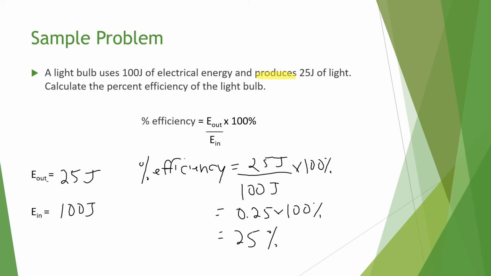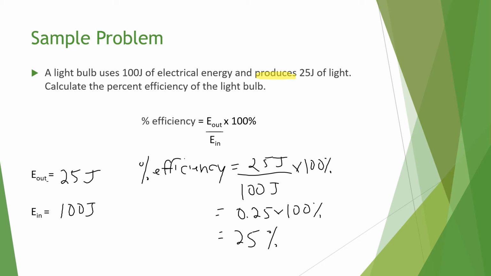Okay, so we have calculated the percent efficiency of this light bulb. The percent efficiency is 25%, and I want this to make sense to you and put into perspective in real world application. 25% efficient is not efficient at all, right? Something that's very efficient is going to be 100% efficiency. So the further away from 100%, the less efficient it's going to be. So this light bulb is only 25% efficient.